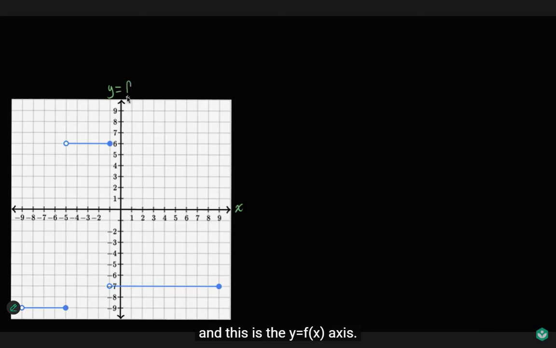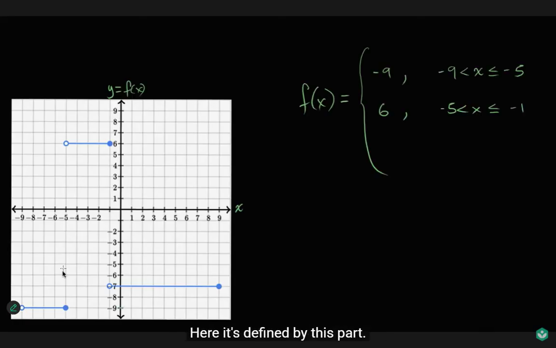It jumps up here. Sometimes people call this a step function. It steps up. It looks like stairs to some degree. Now it's very important here that at x equals -5, the function is defined in only one place. Here it's defined by this part. It's only defined over here.